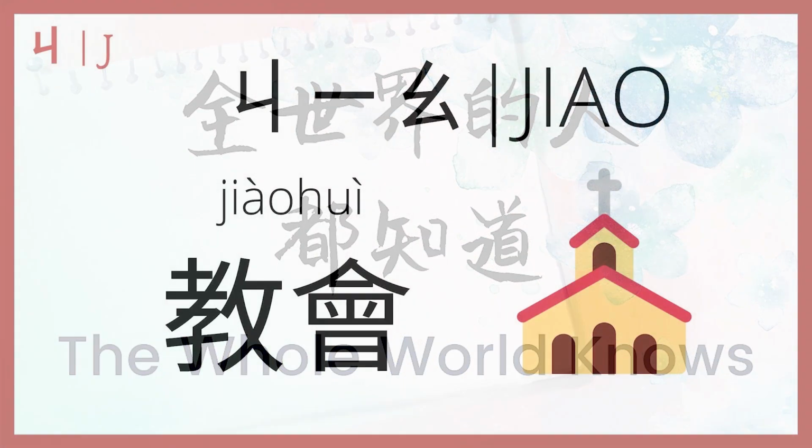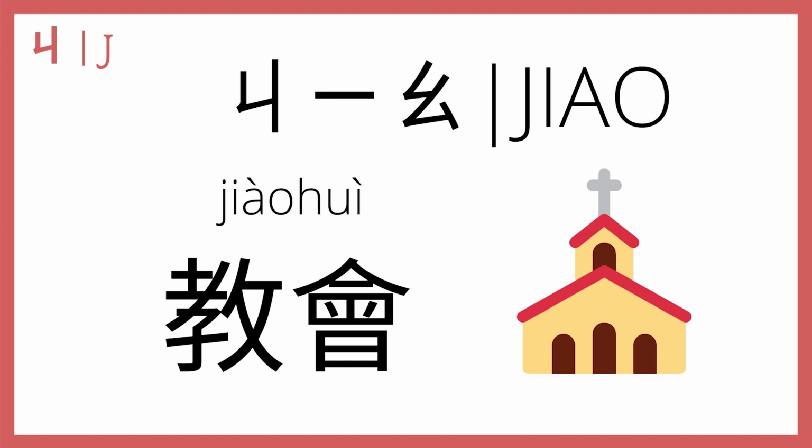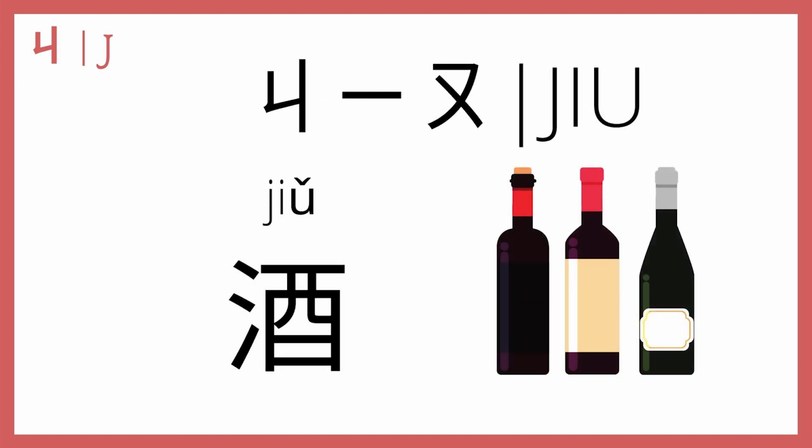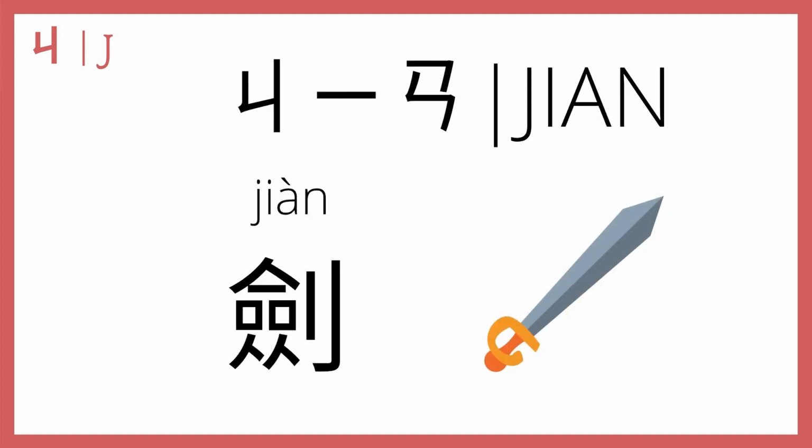Then we've got ji plus e plus ao, which makes 教. In the fourth tone, 教会 means church. Now, ji plus e plus o makes 酒. In the third tone, 酒 means wine. 红酒, red wine. 白酒, white wine, etc. Then, ji plus e plus an makes 煎, not jian, but 煎.